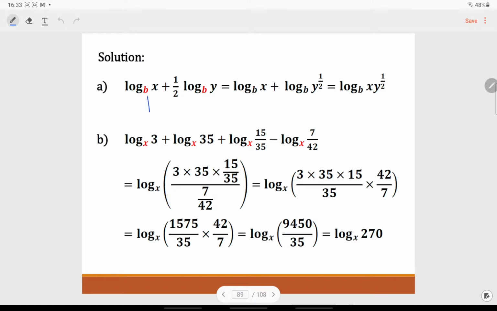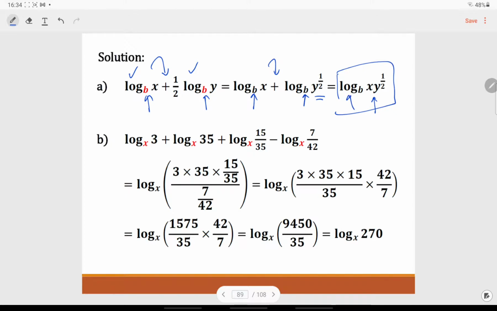We have a common base, b, so it's very easy. We just use the law, because this is an addition operation, so it becomes a multiplication operation. First of all, we need to take the half and make it a power. So we have log x to the base b plus log y to the power of half to the base b. We have a common base, so with addition we can convert it to this simpler logarithmic form. From two logarithms, now it becomes a single logarithm.